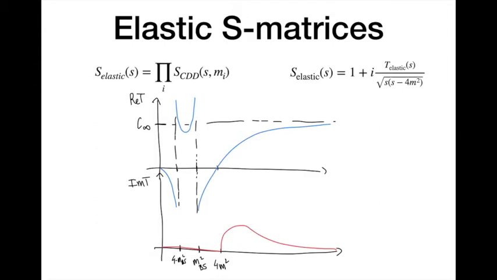If you take one factor, that would be the S matrix S_CDD of S and a pole at M_P here. And in terms of T, this function T, the real part goes to a constant when S goes to infinity. That's S here. And the imaginary part is 0 before 4, and then it just lives its life. It goes to 0 in that case.